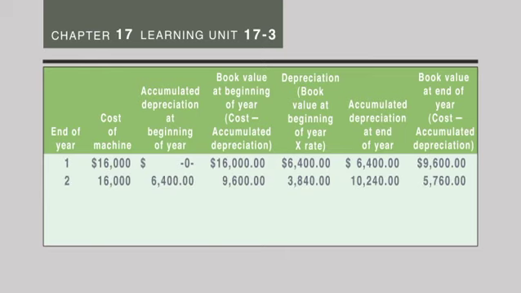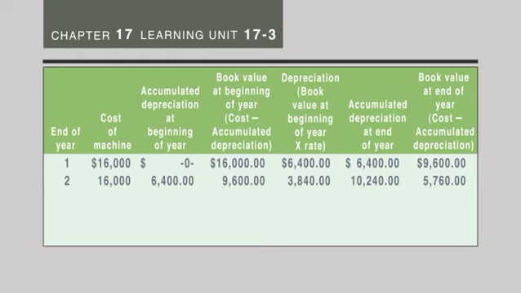Then in year two, you just carry things over. The cost of the machine always stays the same at 16. Now, accumulated depreciation at the end of the year becomes accumulated at the beginning of the year. So that's the $6,400. We then take the book value, which we had from the previous year, of $9,600. We multiply that times 40%. That gives us our new depreciation of $3,840.